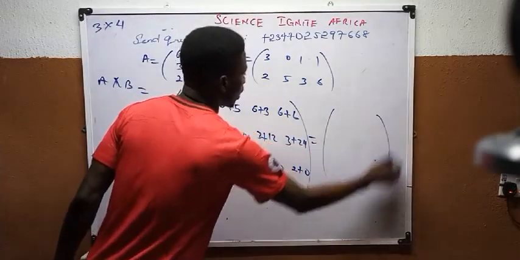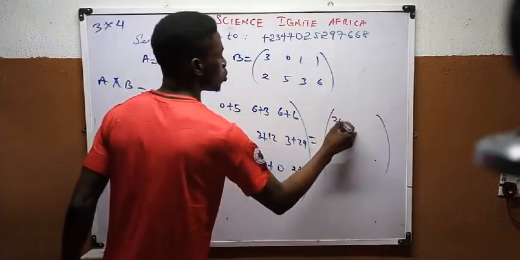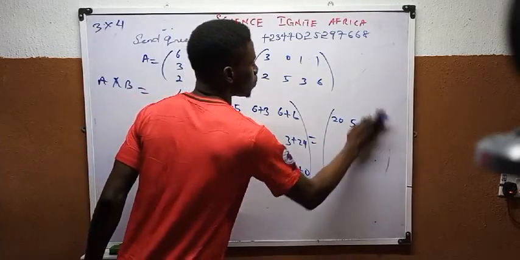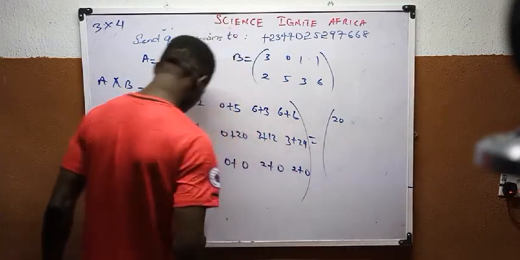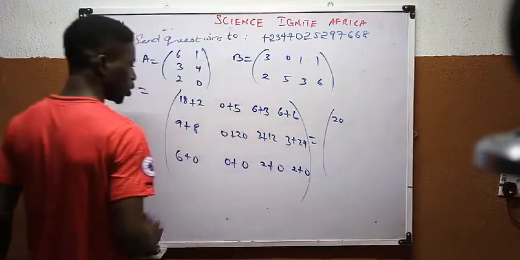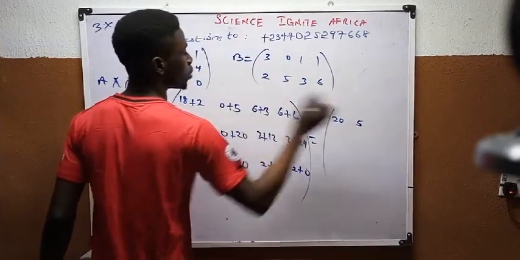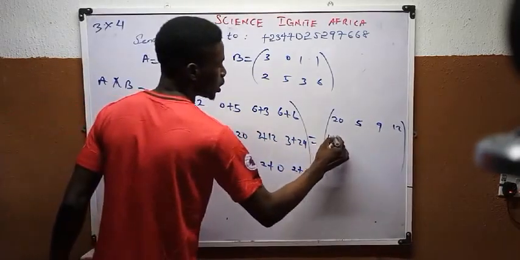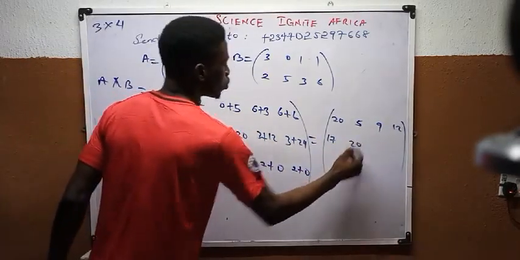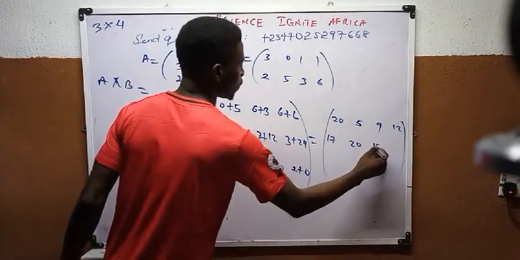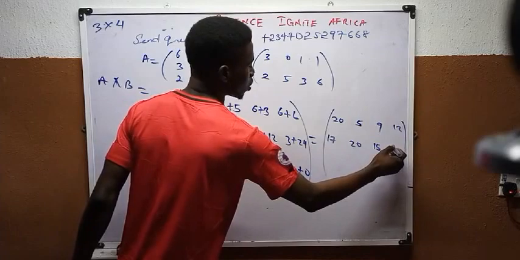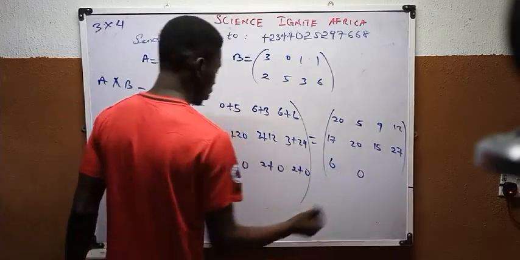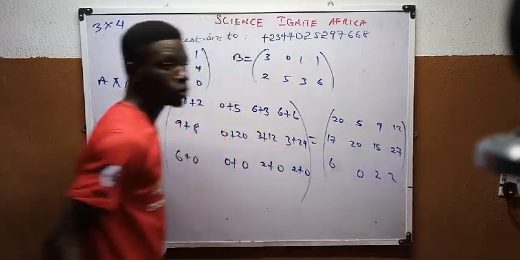So at the end of the day, what do I have here? So 18 plus 2, that's 20. 0 plus 5, that's 5. 6 plus 3, that's 9. And 6 plus 6 is 12. So here we have 9 plus 8 is 17. 0 plus 20, that's 20. 3 plus 12, that's 15. And 3 plus 24, that's 27. So 6 plus 0, this one is 6. This is 2 and this is 2.